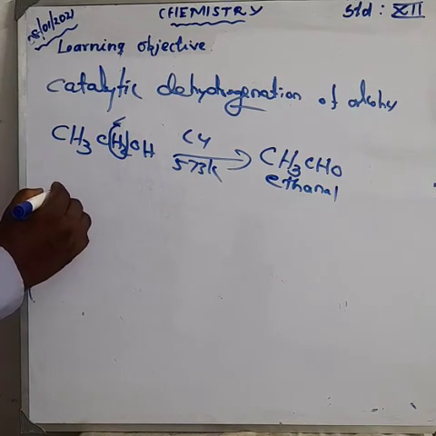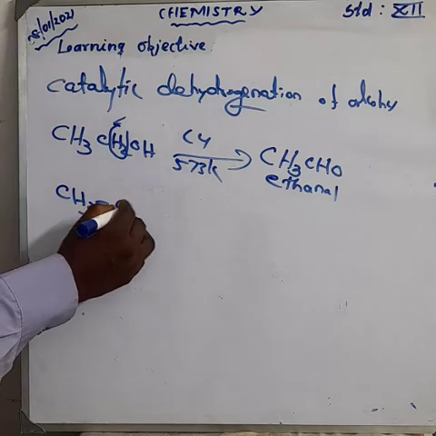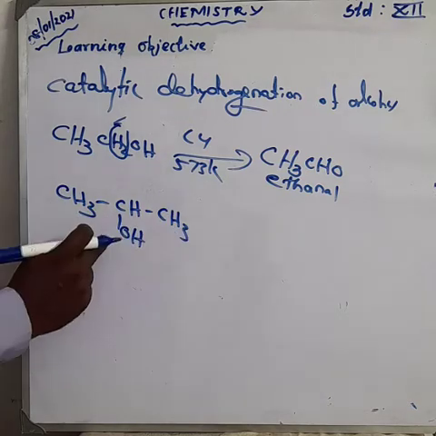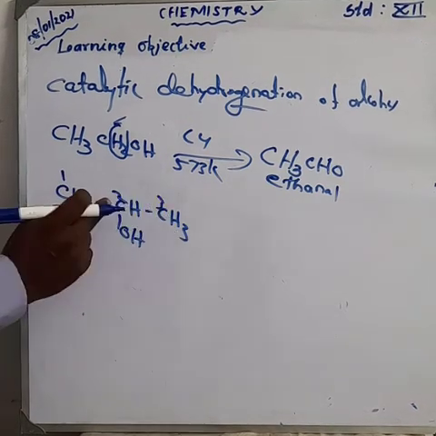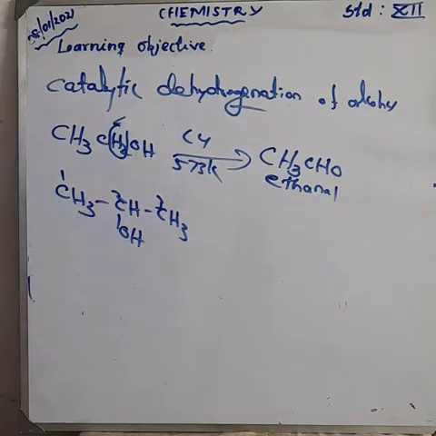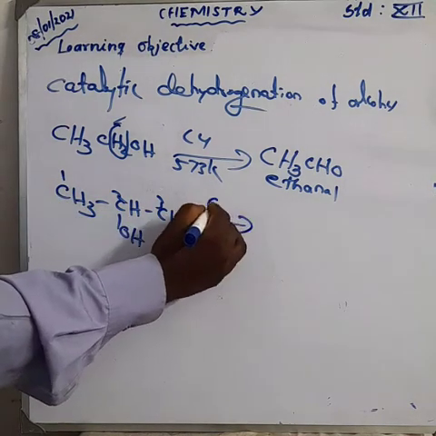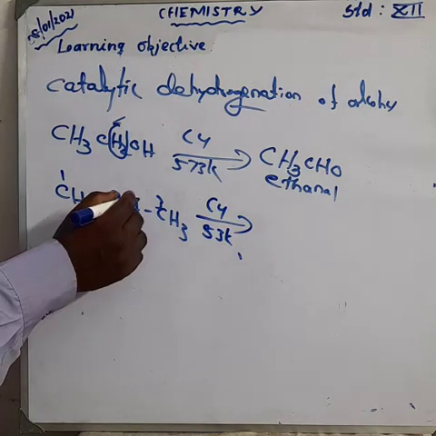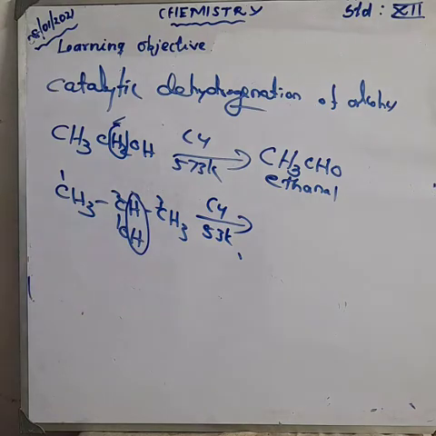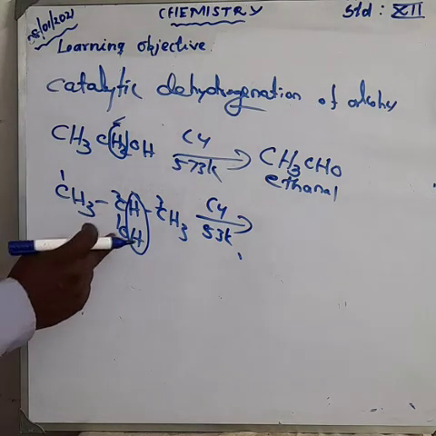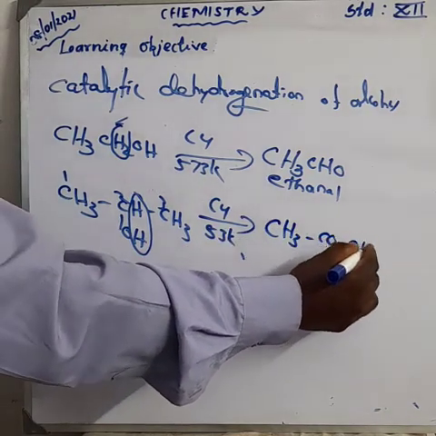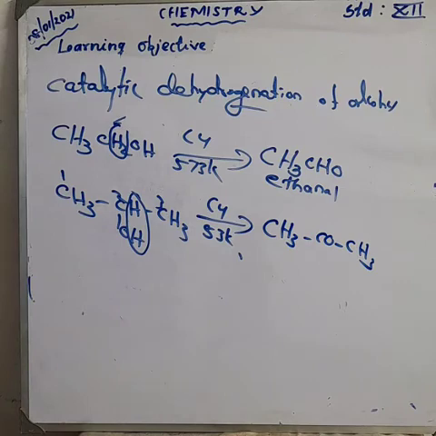Next, propan-2-ol. What is the formula for propan-2-ol? CH3CH(OH)CH3. The second carbon has the OH, so propan-2-ol. Am I right? Here this undergoes reaction with copper at 573 Kelvin, with removal of hydrogen. So what is the product here? CH3COCH3. That is called acetone, otherwise called propanone.